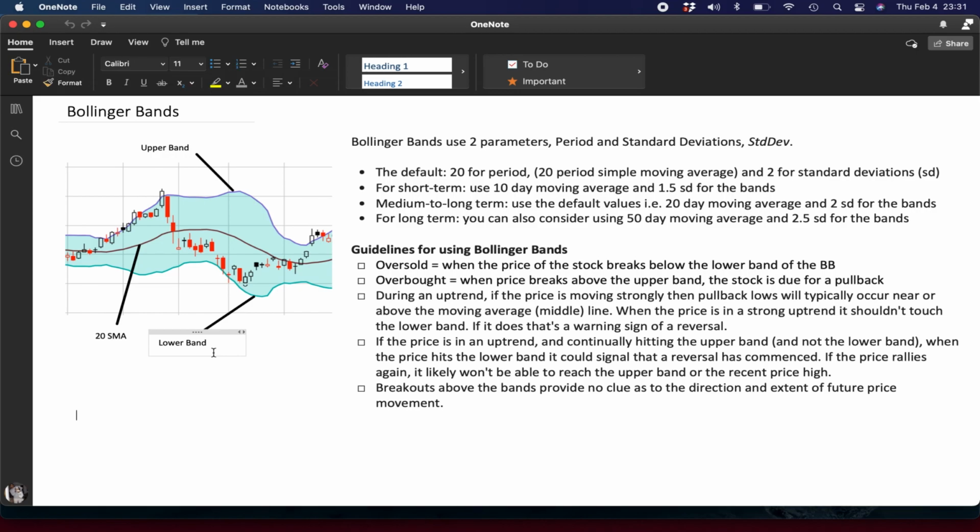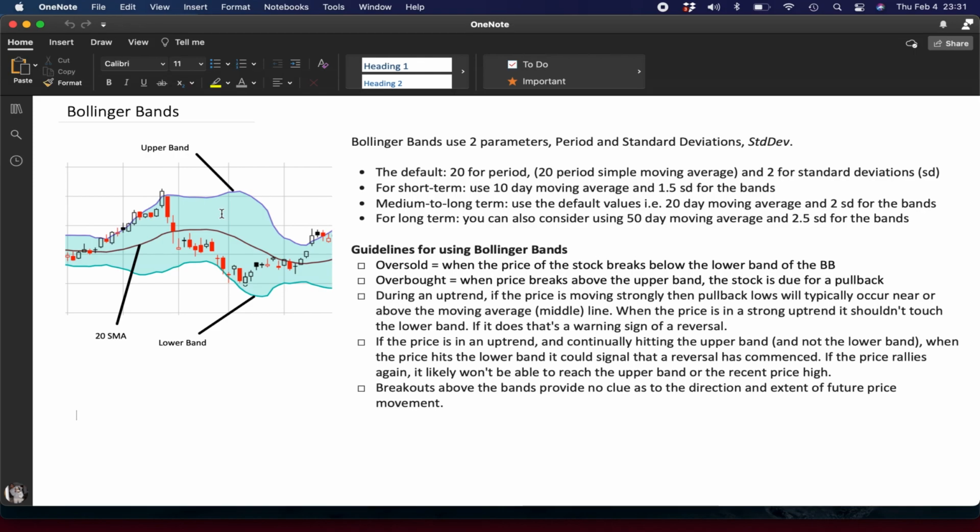Keep in mind that approximately 90% of price action always occurs between these two bands. Any breakout above or below the bands is a major event. Now, the breakout is not a trading signal. The mistake that most traders make is believing that the price hitting or exceeding one of the bands is a signal to buy or sell. Again, breakouts provide no clue as to the direction and extent of future price movement. Like I said, this is not a perfect indicator, so don't use it as a standalone indicator. This is just a tool.